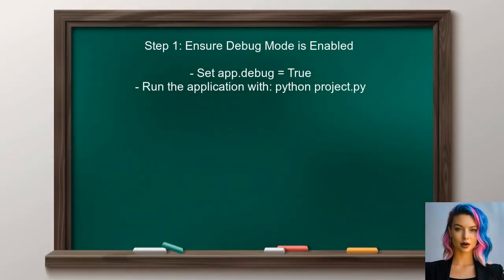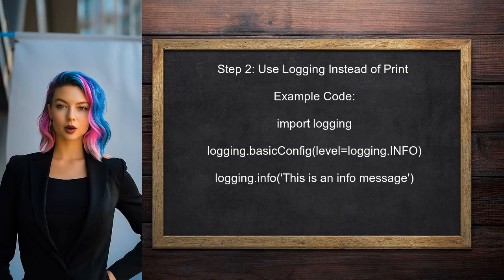To begin resolving the issue, the user should ensure that the Flask application is running in debug mode. This is crucial because debug mode provides detailed error messages and enables the interactive debugger. Next, the user should replace the print statements with logging. This is often more effective for debugging in Flask applications. The user can configure logging to display messages in the console.